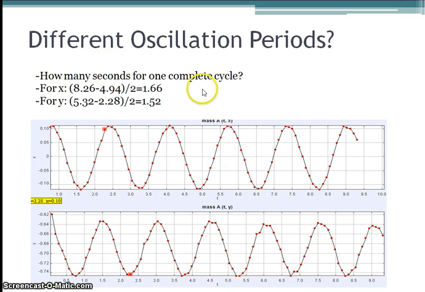So as you may expect, there should be the same oscillation periods, however, it is different, and it's how many seconds for one complete cycle. For X, it's 1.66 seconds, for Y, it's 1.52 seconds. That means that it moves more in the X direction than it does in the Y direction, which is why it takes more time for X.